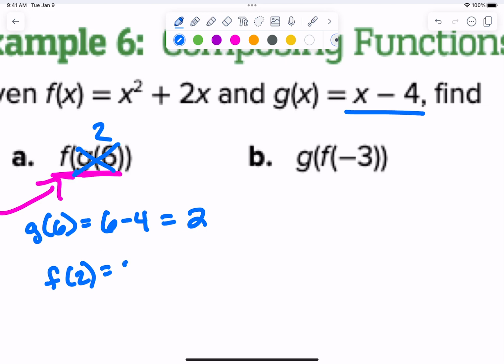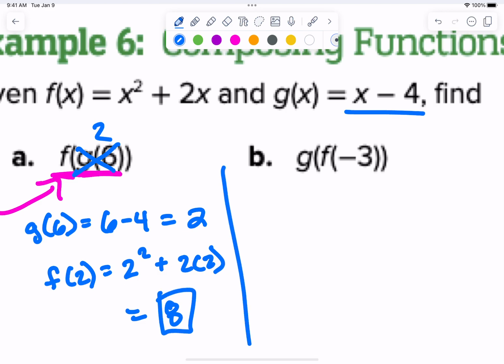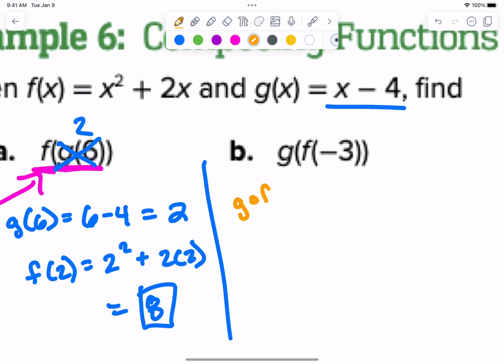Okay. So 2 squared plus 2 times 2, what's that? 8. Now we're at 8. So that's that answer. All right. Good. To do B, this is g composed of f of x, or g composed of f of negative 3. It can be written as g-o-f or g parentheses f of negative 3. Either way, that means composition.